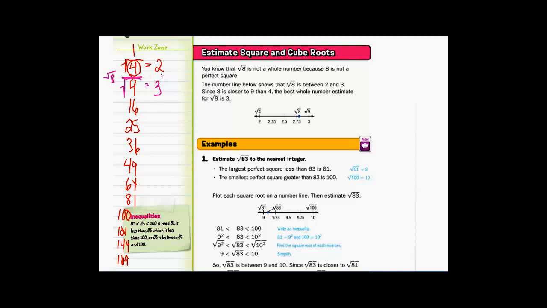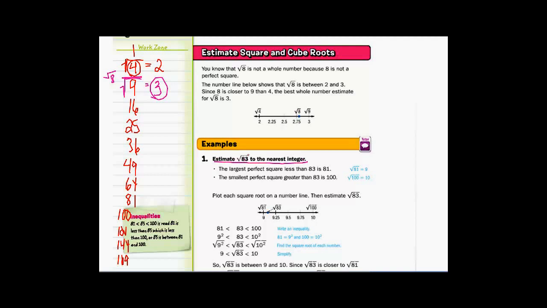So it's in between 2 and 3, but it's going to be closer to one of them. 8 is a lot closer to 9 than it is 4, so the square root of 8 is going to be closest to 3. All right, so we're estimating. We don't want an exact value. We just estimate to the nearest integer. So if you look right here, estimate the square root of 83 to the nearest integer.